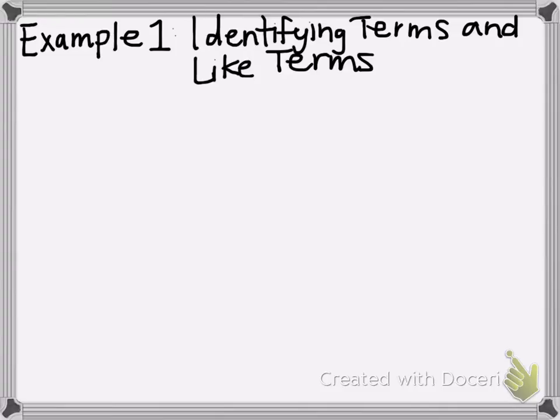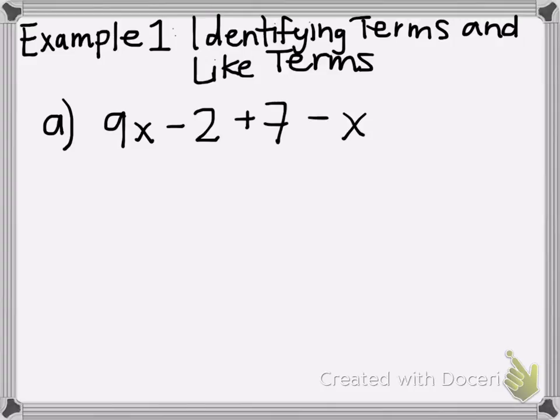Now let's start off with an example A, and I'm going to go ahead and write 9x minus 2 plus 7 minus x. I'm going to go ahead and give you a moment to write that down.